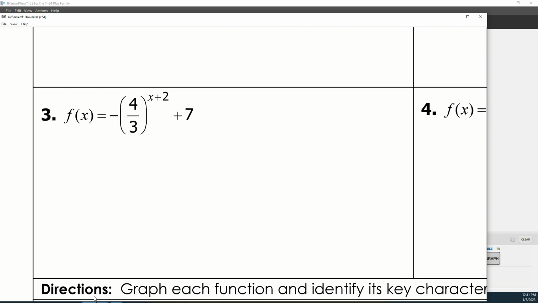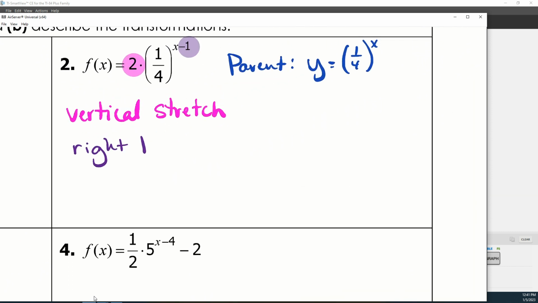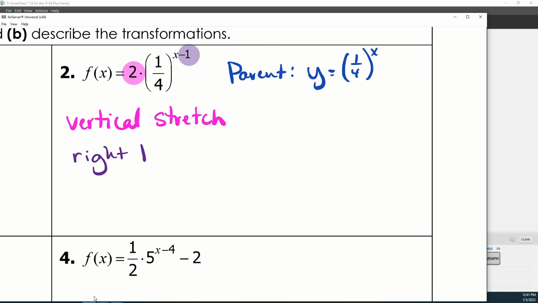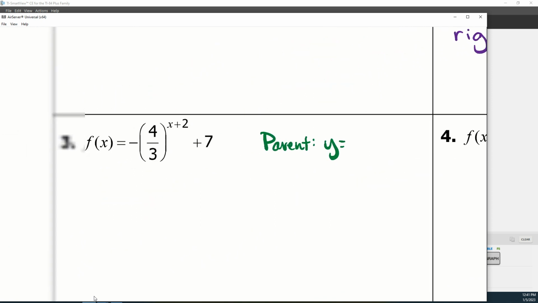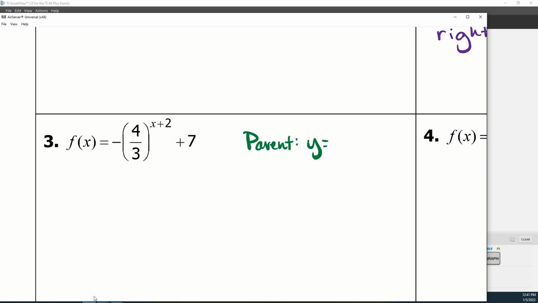All right, let's look at number 3. All right, so we're doing the parent. It's just the base, which is 4/3, raised to the x. This one has 3 things.